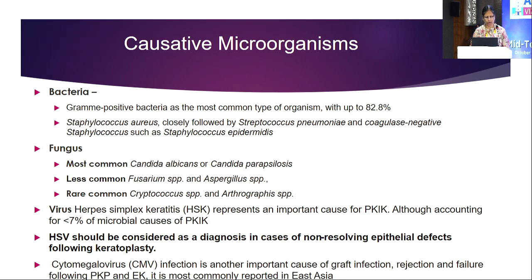Rarely, Cryptococcus. Among viruses, herpes simplex keratitis is the most important PKIK infection, although accounting for 7% of microbial causes. HSV should be considered as a diagnosis in case of a non-resolving epithelial defect following keratoplasty. Recently, cytomegalovirus infection has also been reported in East Asia. It is area specific; it is not reported in every area, but it is published in East Asia.